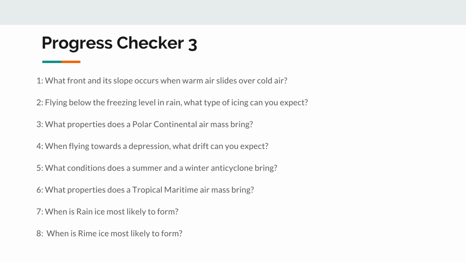What properties does a tropical maritime air mass bring? Tropical and maritime means hot and moist. When is rain ice most likely to form? In event of a warm front above the freezing level in cold air. When is rime ice most likely to form? Well, you can expect rime ice when you've got these supercooled droplets forming on the leading edges.